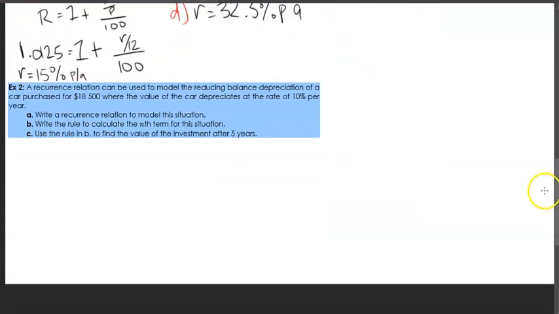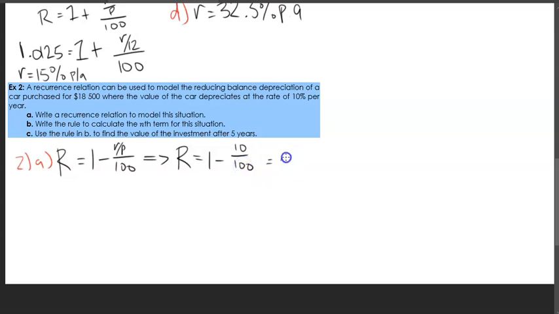Two more examples. A recurrence relation can be used to model the reducing balance depreciation of a car purchased at $18,500, where the value of the car depreciates at a rate of 10% per year. For A, we are going to write a recurrence relation to model this situation. This is simple, and this is actually calling back to the previous one. First, we need to find out what R is, capital R. And because this is decay, it depreciates, it's 1 minus r over 100. We know that this is just per year, so our capital R common ratio is 1 minus 10 over 100, and this is equal to 0.9.